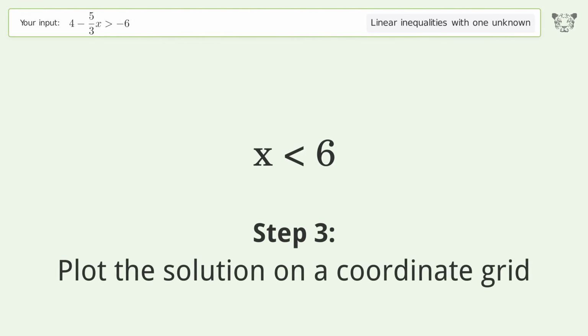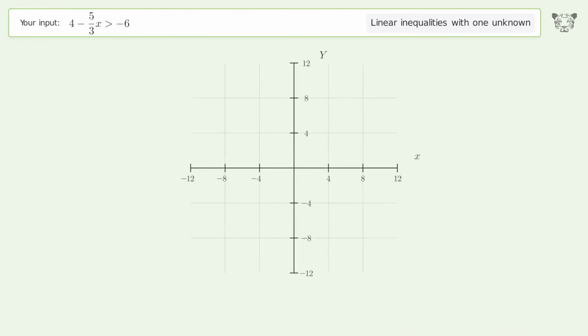Plot the solution on a coordinate grid. And so the final result is x smaller than 6.